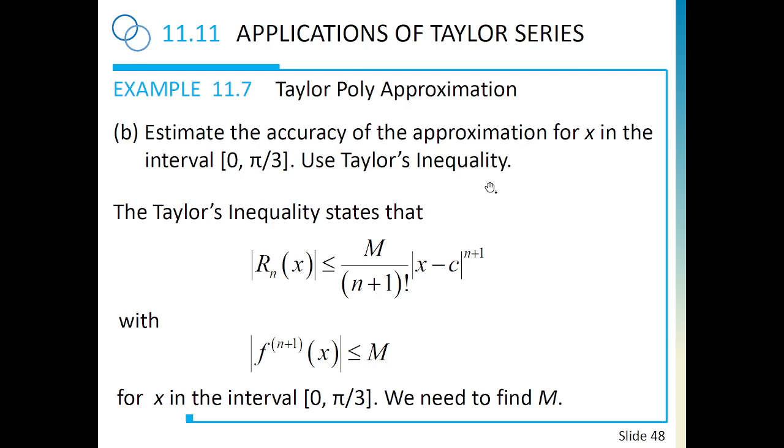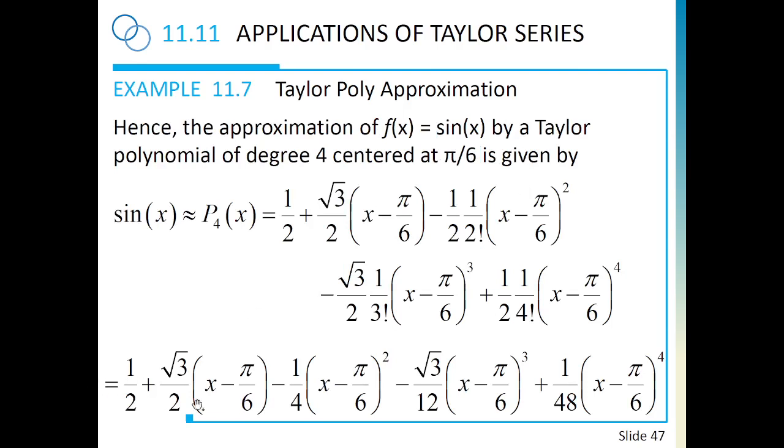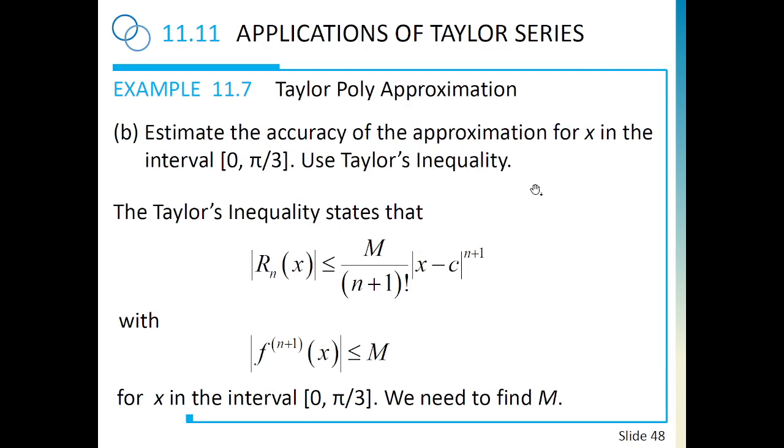Sometimes when we have alternating series, we can use Taylor's inequality or the alternating series estimate at our choice. But in this particular case, we see that this polynomial is part of the series, and that series is not alternating. So our only option for the estimate of the error is Taylor's inequality. And here we remind the definition or the estimate for the error using Taylor's inequality.